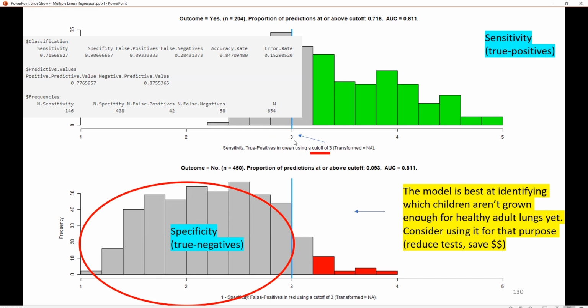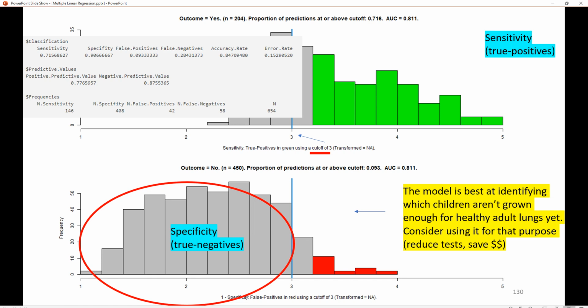We have 2 graphs. On top, we have those who actually did meet that cutoff level of 3. Their actual value is 3 or higher. In this we have about 204, and the proportion of predictions that are at or above the cutoff is 0.716. And for this model, if we use this cutoff, our area under the curve is about 0.811. So that's a really good area under the curve level. That's a pretty favorable model for this analysis.